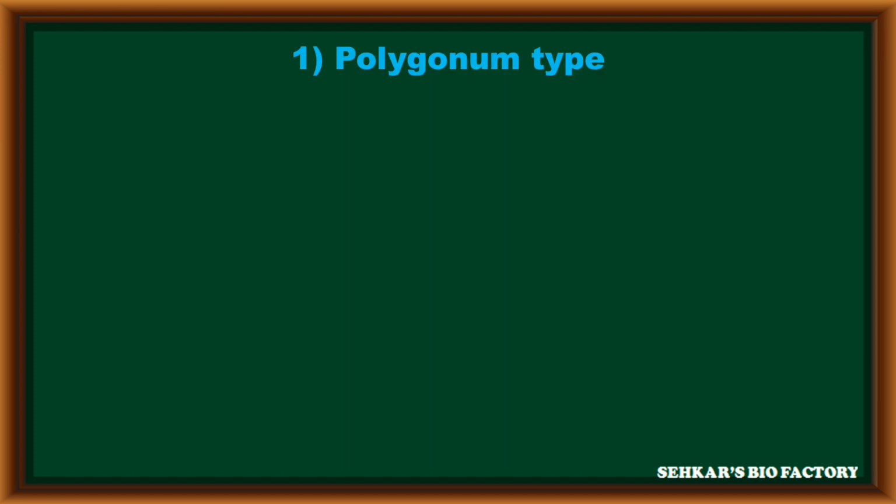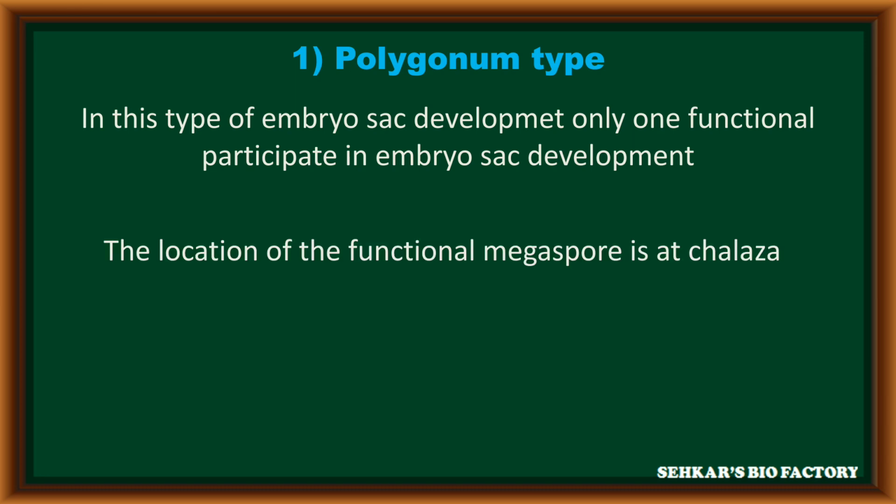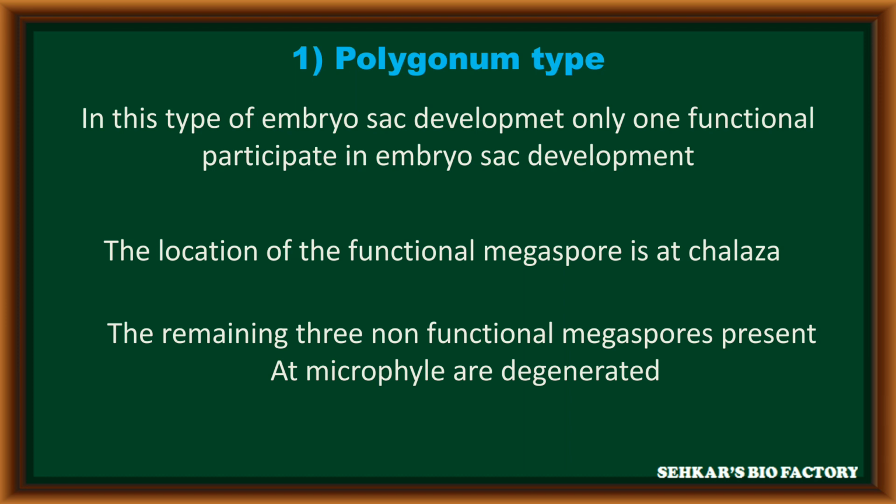In Polygonum type of embryo sac development, only one functional megaspore participates, and the location of this functional megaspore in the ovule, especially in the nucellus tissue, is towards the chalazal end. The chalazal megaspore acts as the functional megaspore. The remaining 3 megaspores, which are present towards the micropylar end, are non-functional in nature. These non-functional megaspores will degenerate.